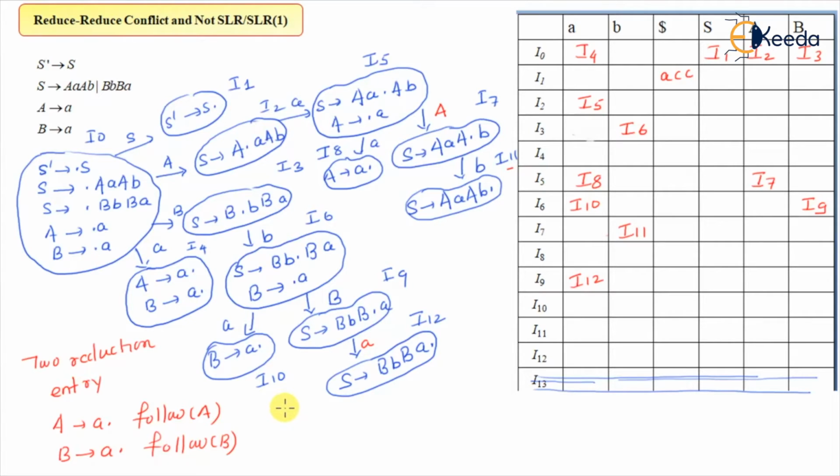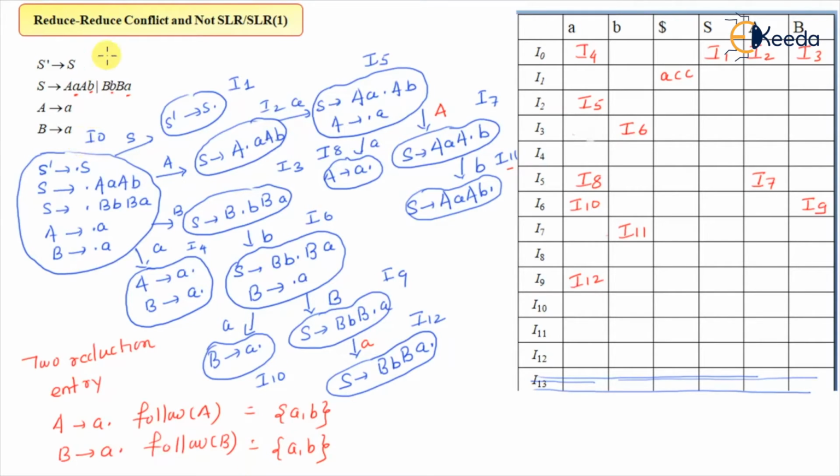Now what is follow of A? A is followed by small a, and is followed by B, so follow of A is A comma B. What is follow of B? B is followed by A and B is followed by B, so that is also A and B.